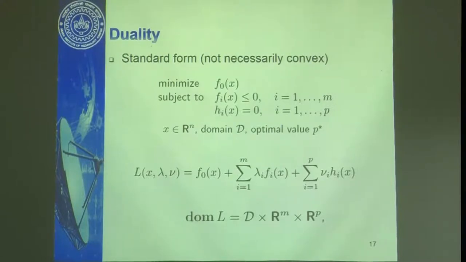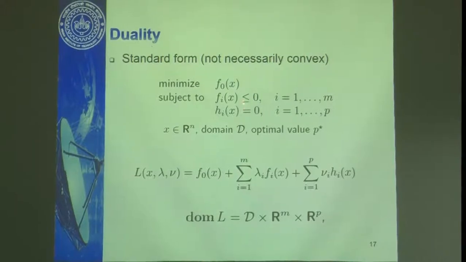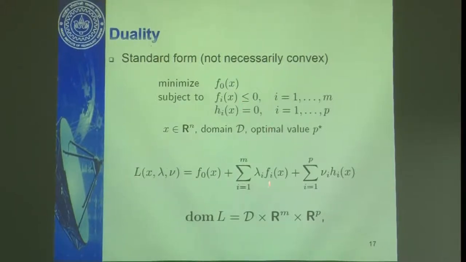I'll tell you the procedure, but I'll leave the proof and why it works for you to read later. In this case, all you have to do is write the Lagrangian, and the Lagrangian is written by associating Lagrange multipliers, the so-called penalties, to the constraint functions. So I associate lambda 1 to lambda m to the inequality constraints, and I associate nu 1 to nu p to the equality constraints, and write down the Lagrangian.